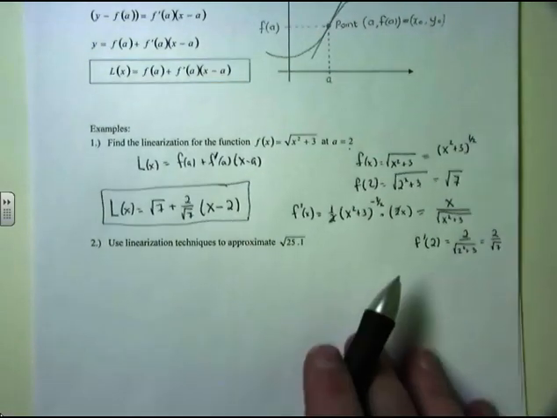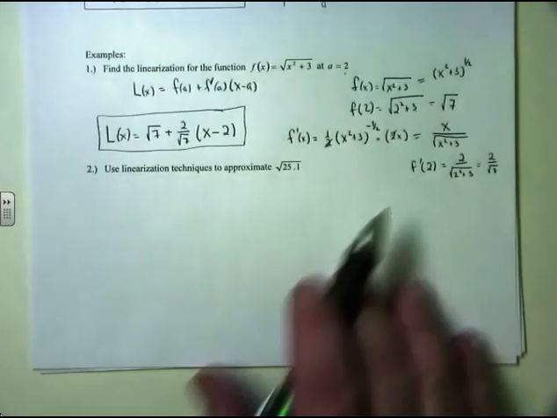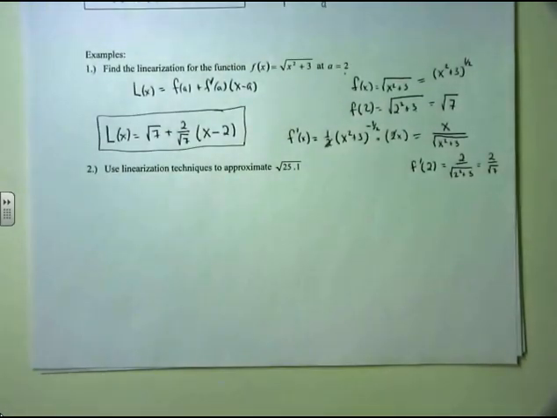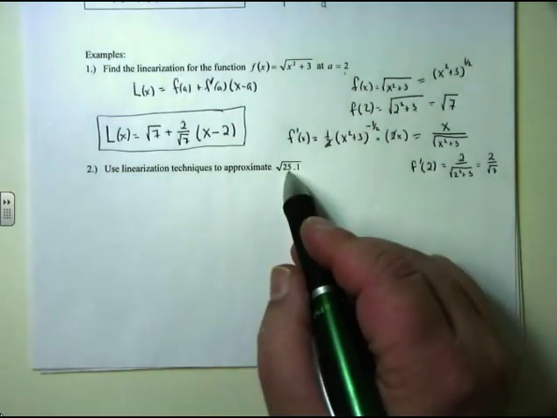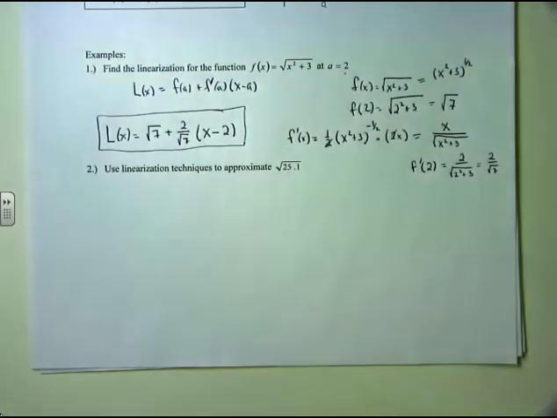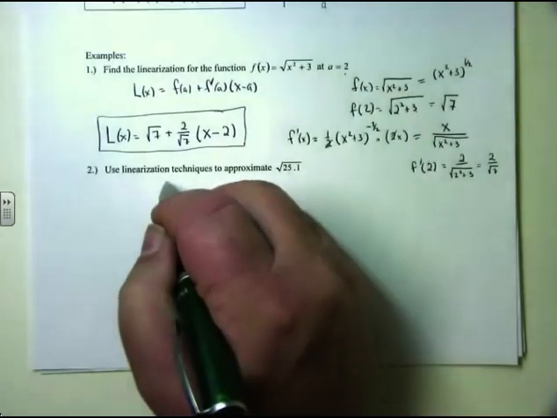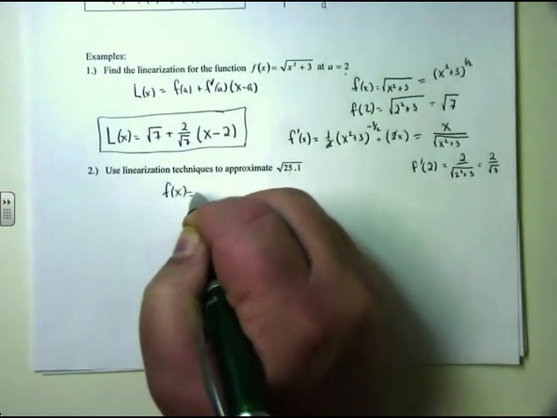All right, now that being said, take a look at this next one. That concept about using it to approximate is exactly what you do with this last concept here. Use linearization techniques to approximate the square root of 25.1. So, first thing you got to do here is figure out what your function is. What are you actually playing around with? We're playing around with square roots. So in this problem, f of x would be the square root of x.